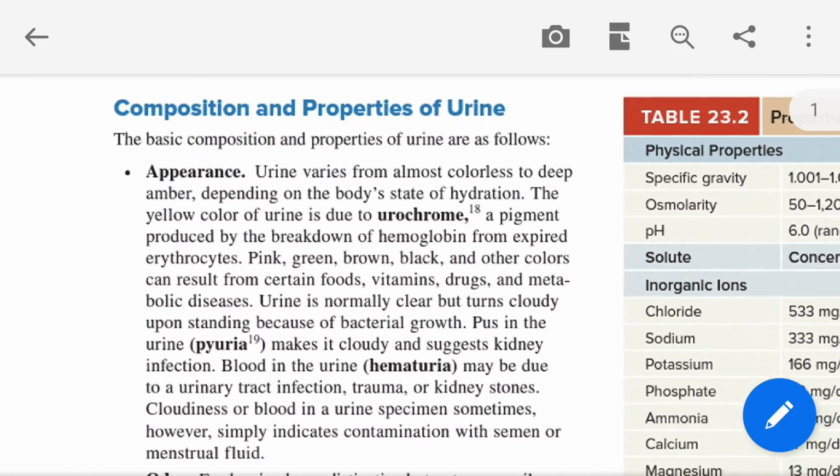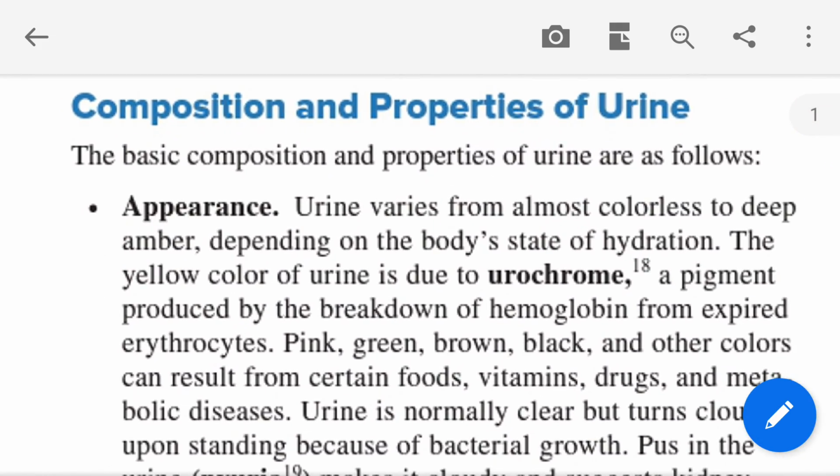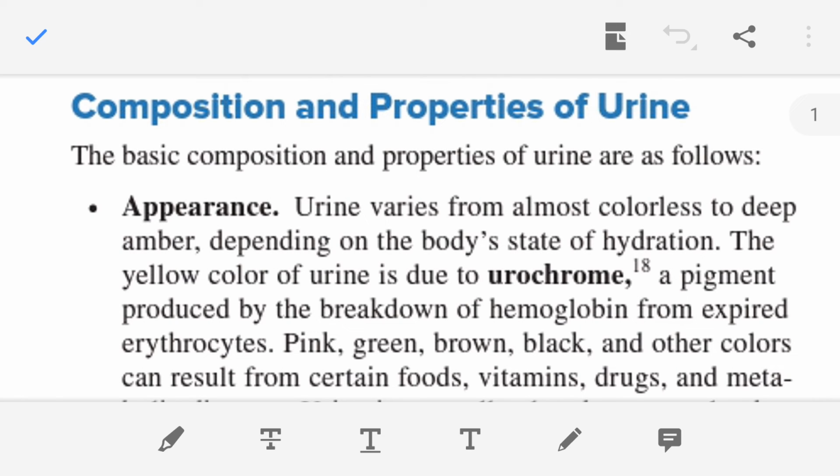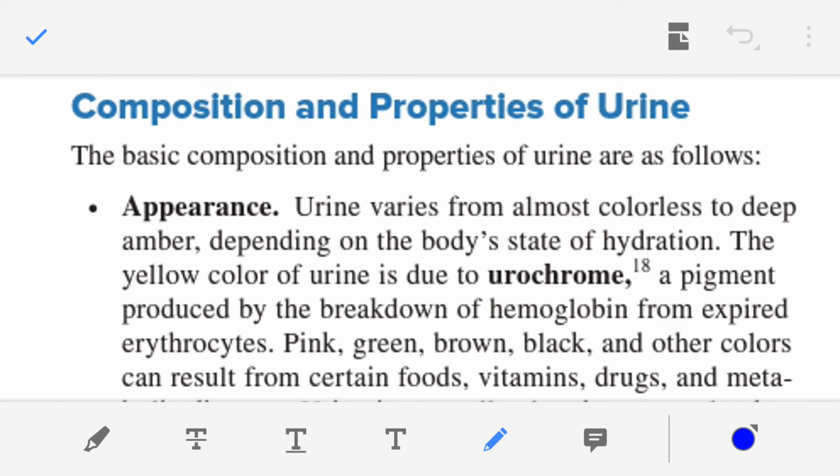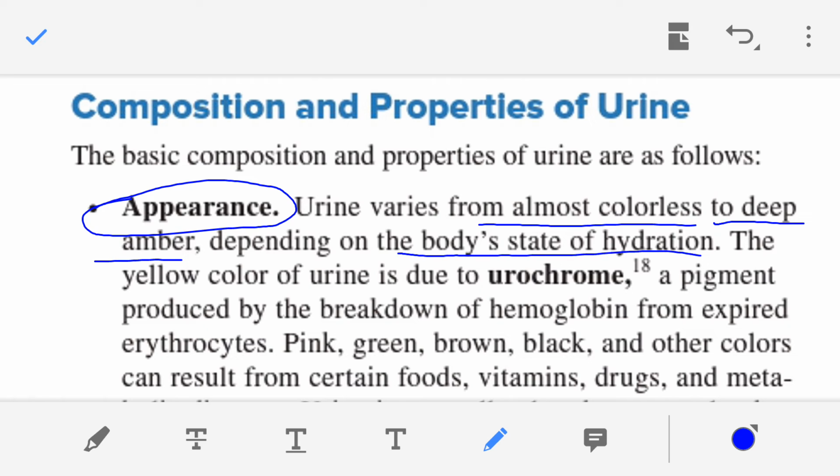Now the composition and properties of urine. What exactly the urine is made up of, which components are present in the urine. First, the appearance of urine, how urine looks. Generally, urine is colorless, and sometimes the color of urine is deep amber. The color of urine depends on the body's condition of hydration.